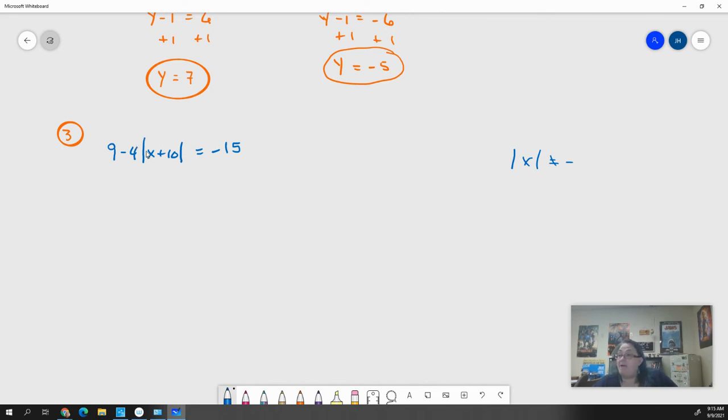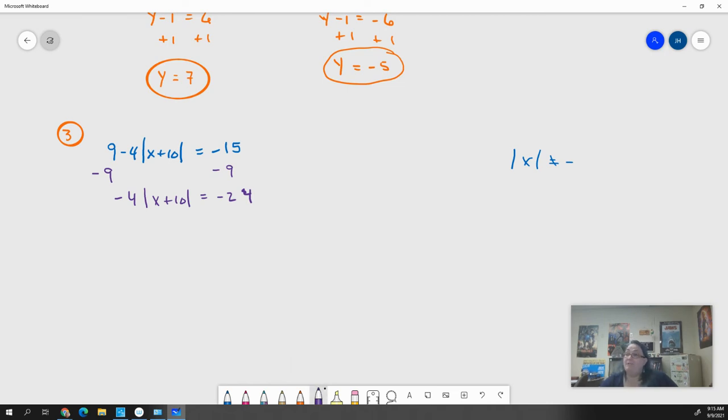And right now, what we have being done to it is we have 9 being added to it, and we have negative 4 being multiplied to it. So we're going to undo all of that. We're going to start with the 9 being added to it, and we're going to subtract 9 from both sides. That is going to give me negative 4 times the absolute value of x plus 10 equals negative 24. I almost wrote 25. That would be wrong.